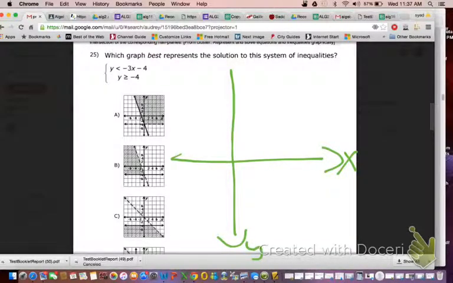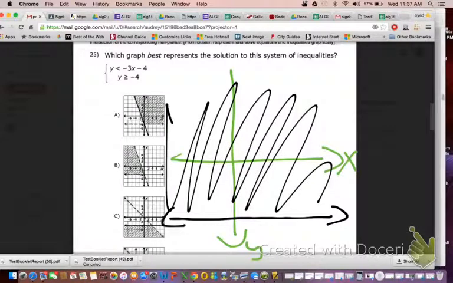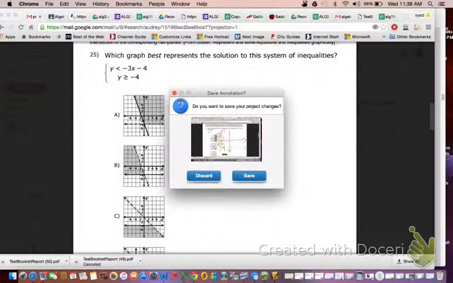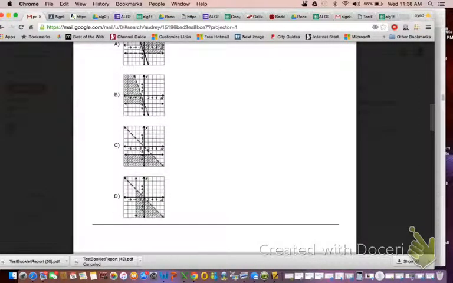So we have a solid line going like this, and a dashed line is going to look something like this, and we're going to shade underneath it. So it has to be something like that. It looks like B is correct, but let's confirm that. Yeah, so it has to be choice B.